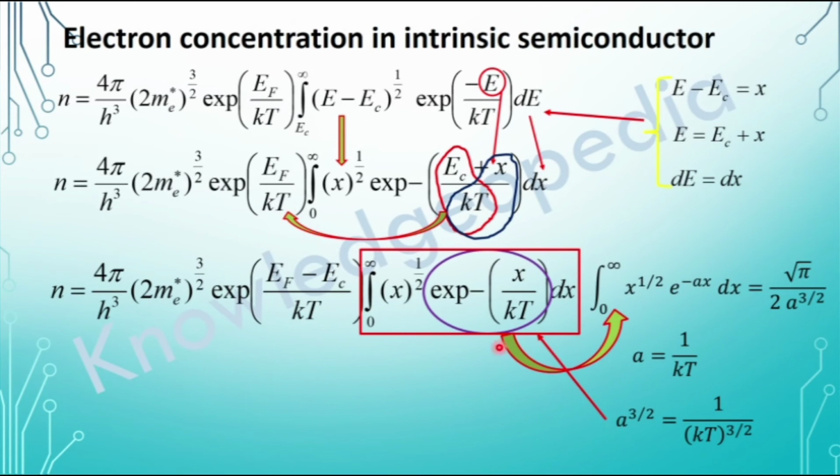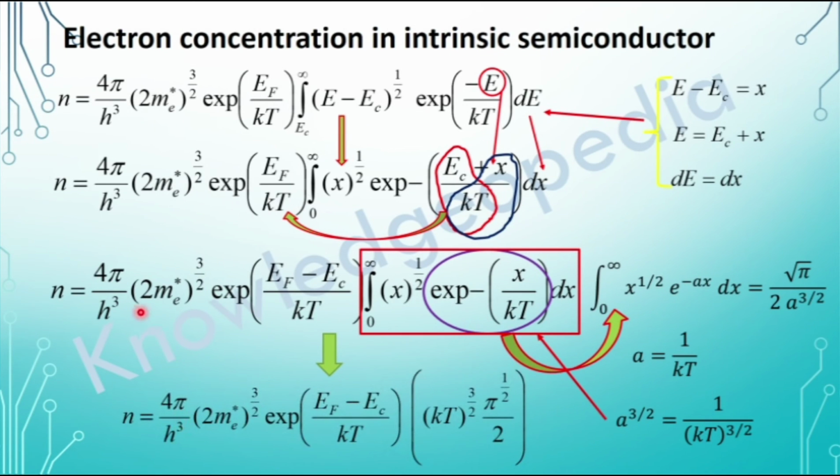Now substituting this value over here, we will get the value of n as n is equal to 4 pi by h cube, 2 m star to the power 3 by 2, exponential EF minus EC by kT. All these things are as it is. Only we need to substitute the value of this integration. And what is the value of this integration? That is root pi by 2 a to the power 3 by 2. So root pi by 2, that is pi to the power half by 2, and a to the power 3 by 2 is 1 by kT to the power 3 by 2. So here if I am writing 1 by kT to the power 3 by 2, that kT to the power 3 by 2 can be taken to the numerator.